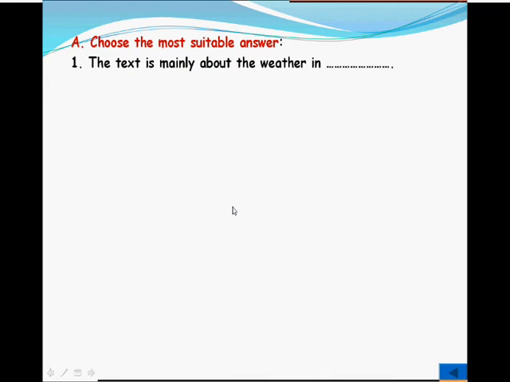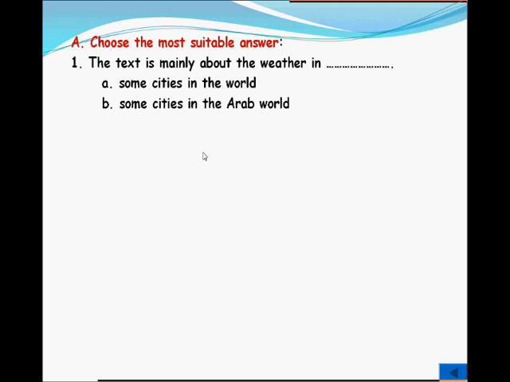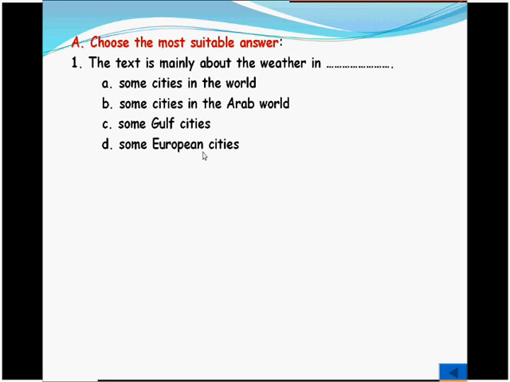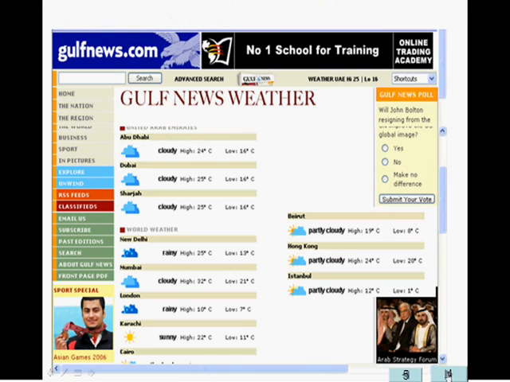The first type of questions we are going to look at is choose the most suitable answer. In this case, we are going to deal with multiple choice questions, or MCQs. Number 1 says, the text is mainly about the weather in A, some cities in the world, B, some cities in the Arab world, C, some Gulf cities, D, some European cities. So let's go back to the text and try to find the suitable answer.